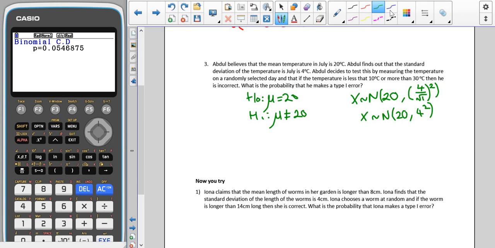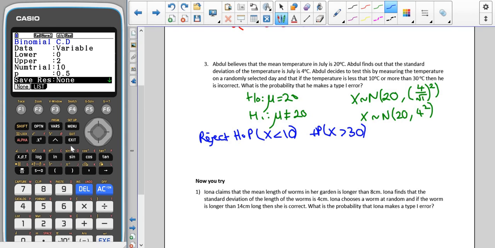So this time we are told that we're going to reject H0 if X is less than 10, or, and remember that when you're doing or, you add them together, X is more than 30. So we need to add the probability of these two happening together. Now you could do it separately. I'm going to show you first doing it separately, and then I'm going to show you a quicker way which I would actually use to do it.